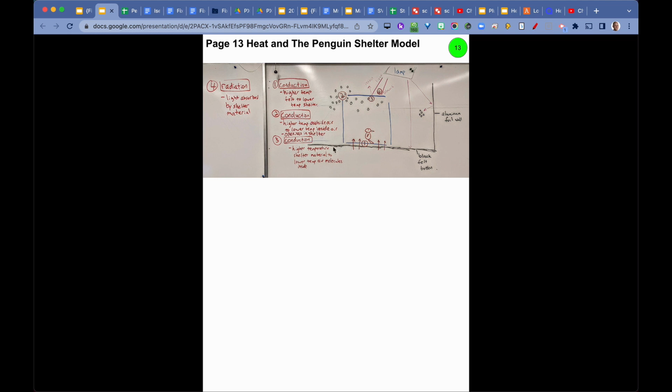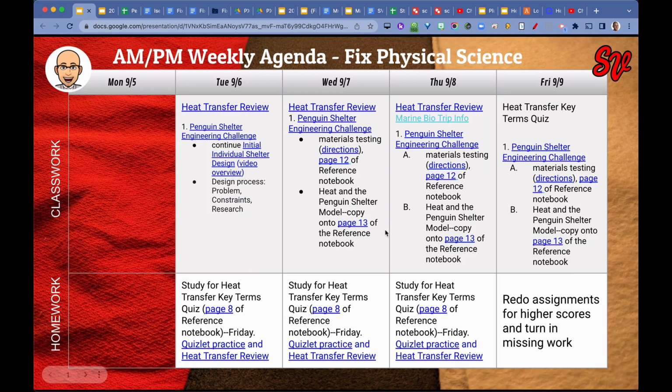Also, they had to copy down how conduction happens between the hot air outside the shelter and the cooler air inside the shelter. They had to copy down how conduction happens from the cool air molecules touching the hot shelter material, and radiation. They had to explain again how the shelter material absorbs some of the light coming from the lamp and increases temperature that way. So that was on page 13 of the reference notebook.